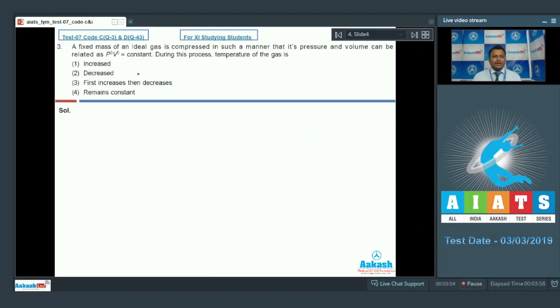Here is question number 3. A fixed mass of an ideal gas is compressed in such a manner that its pressure and volume can be related as P^3 V^5 equals constant. During this process, what will happen with the temperature of the gas? Here, gas is compressing. So we can say that volume is decreasing. And we have to find out what is happening with the temperature.